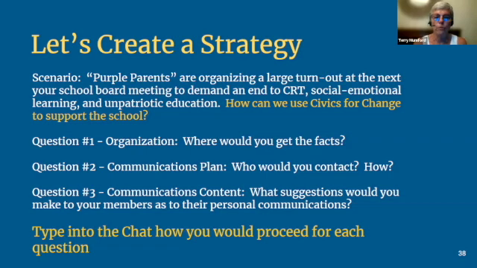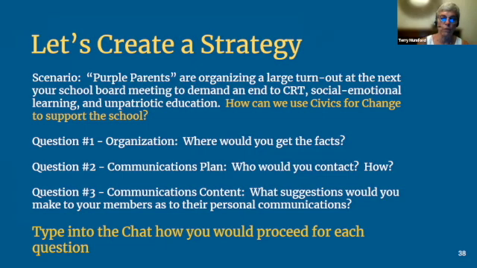So there are 3 questions here, and you can answer all 3 or any one of them. Perhaps you're just starting out, and we had this in Indiana. We had a small group of parents who said, we just have to do something. We need to get started. So if you're in that small group of parents, what organization would you turn to get the facts? That's question 1.